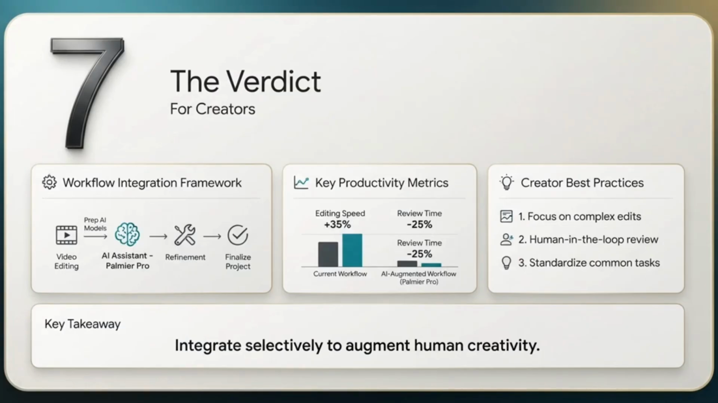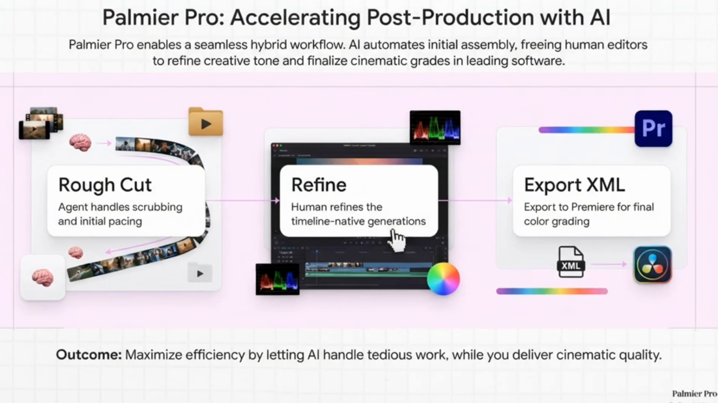So, bringing this all together, how should professional creators actually integrate this tool right now? The smart play today is a hybrid workflow. Let your AI agent handle the tedious scrubbing and build that initial rough cut. Then, you step in as the human editor to refine those generations and dial in the creative tone. When you're done, export an XML straight into Premiere or DaVinci Resolve for your final cinematic color grade. Basically, treat Palmier as your ultimate ingestion and assembly engine before handing it off.